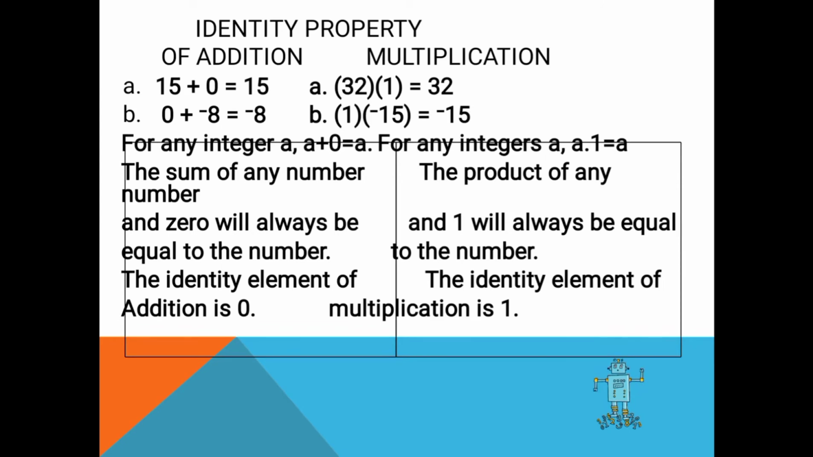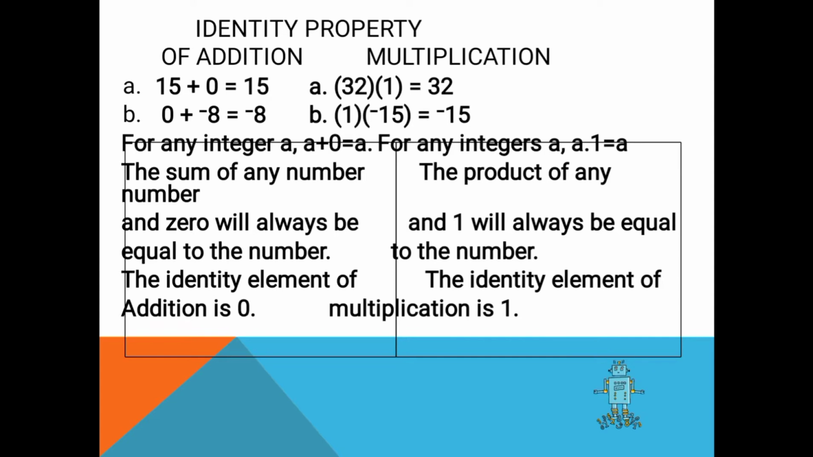Next, we will have the identity property of addition and the identity property of multiplication. Addition. Example A, 15 plus 0 is equal to 15. B, 0 plus negative 8 is equal to negative 8. So here we have, for any integer a, a plus 0 is equal to a. The sum of any number and 0 will always be equal to the number.